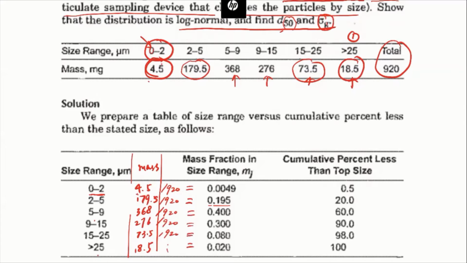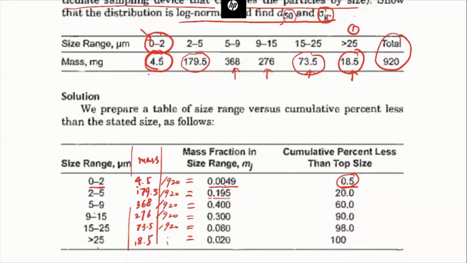Okay. Then we need to calculate a cumulative mass fraction. So the cumulative mass fraction is just the mass fraction of particles below a certain size, right? For example, below 2 microns, that's just going to be this value, okay? So the percentage is going to be 0.49%. Here in the textbook, it's just rounded to 0.5%, okay?